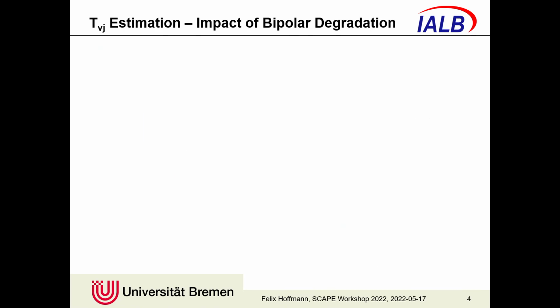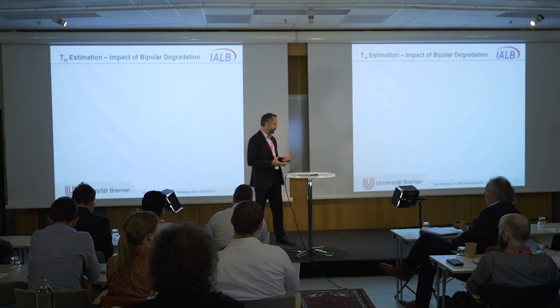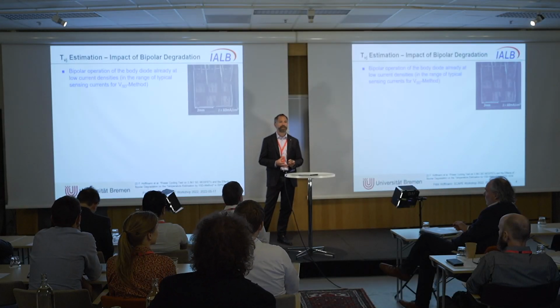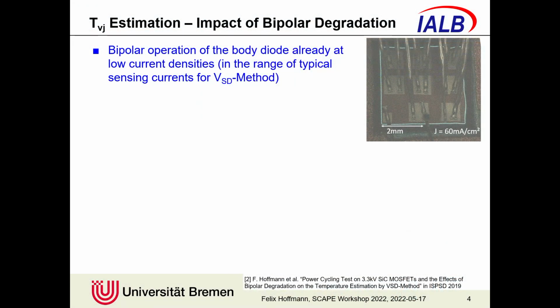Now, which of the previously mentioned effects can actually deteriorate this measurement? Let me start with bipolar degradation. It is a well-known phenomenon for silicon carbide. However, we can also see that this can occur at fairly low current densities already. You can see this here for a silicon carbide MOSFET chip at a current density of only 60 milliampere per square centimeter, and it's already operating in bipolar operation, visible here by the electroluminescence.